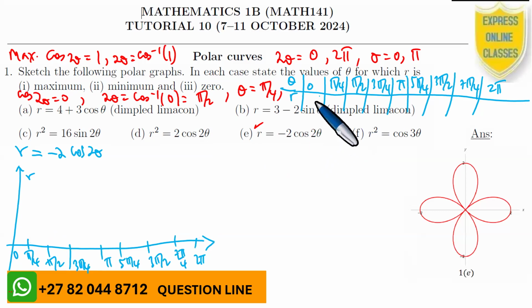Now we want to just put that at 0 it is minus 2, at 2 pi, and 0 at pi over 4, 2 at pi over 2, 0 at 3 pi over 4, at pi it's going to be minus 2, at 5 pi over 4 it is 0, then 2, then 0, then minus 2.